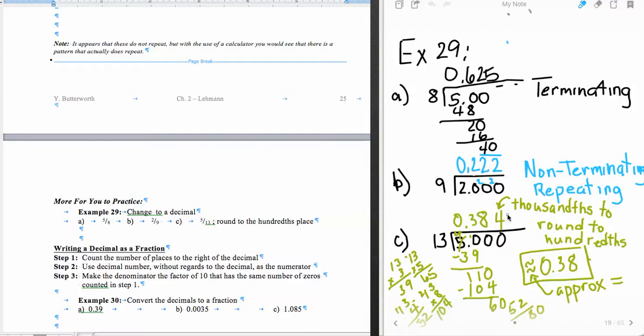This was a 4 and smaller, and therefore nothing happens to the 8, so we get approximately 0.38 on this one. This is another means of putting approximately, the 2 squiggly lines instead of a straight line meaning exactly. So this is another approximate value. All right, and that concludes changing fractions to decimals.